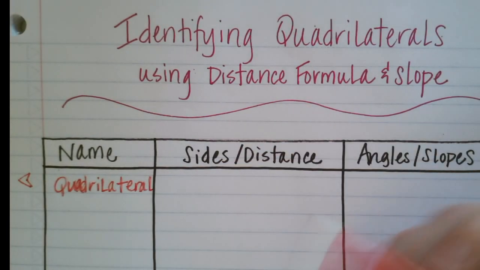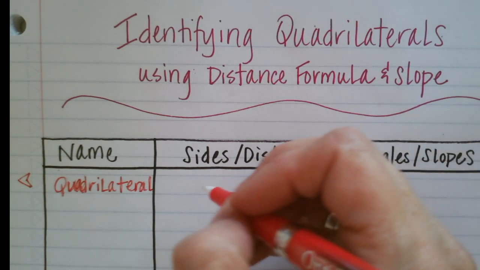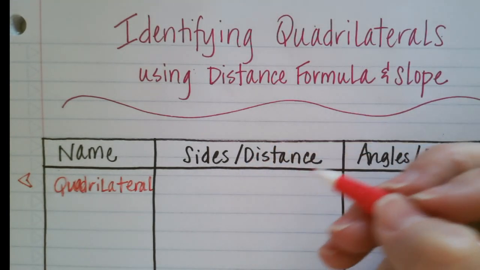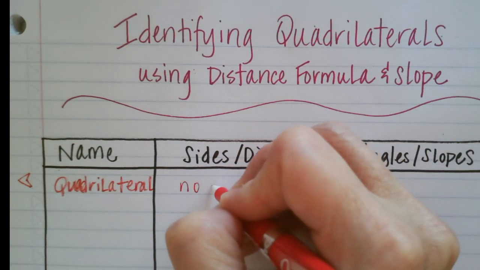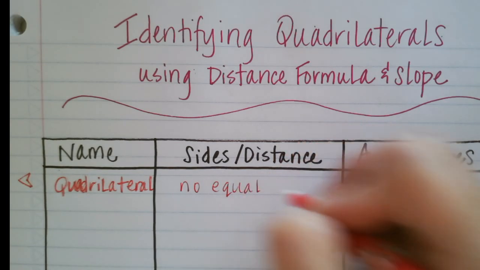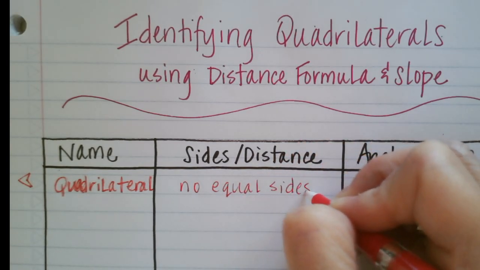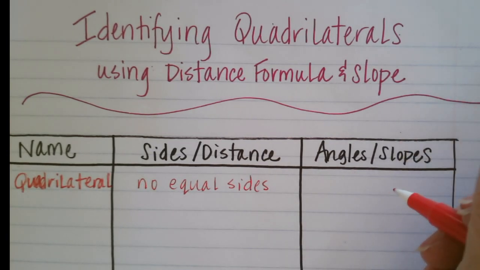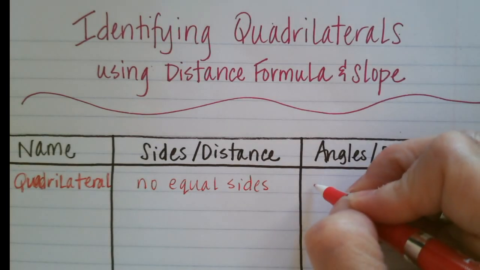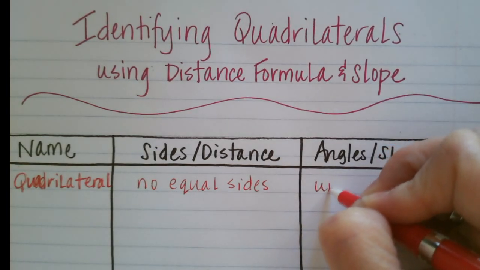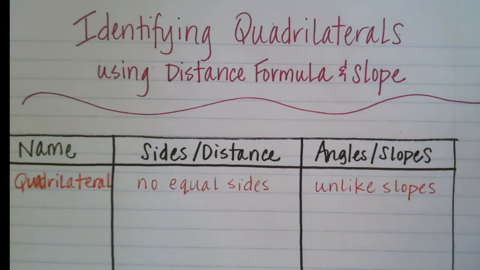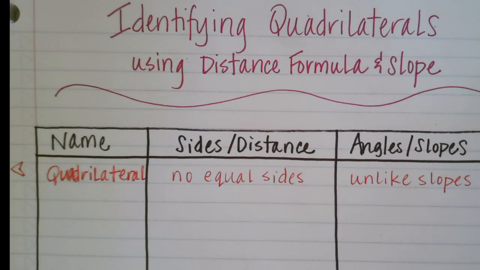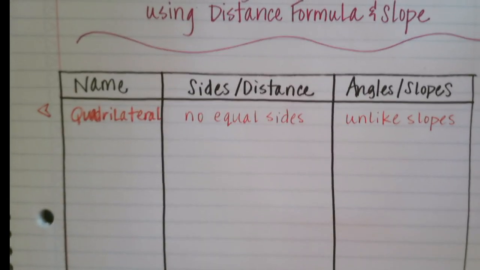So we would know a quadrilateral because they don't have to have any common side lengths. We don't have to have any equal sides. And there is nothing parallel or perpendicular about a quadrilateral, so we can have unlike slopes. All right, so that's just a plain old kind of boring quadrilateral.